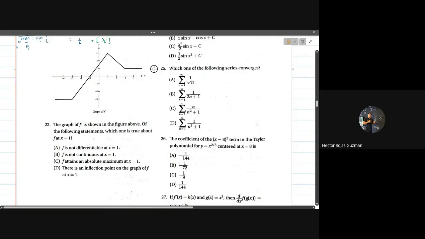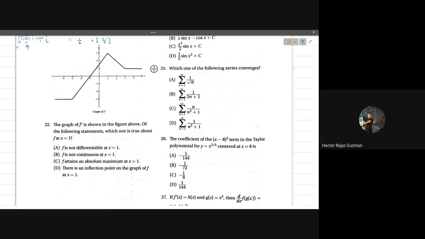22. The graph of f prime is shown in the figure above. Of the following statements, which one is true about x equals 1? Once again, we have the graph of a derivative. Just want to emphasize that. F is not differentiable at x equals 1. This one is false because the graph shows me that f prime of 1 is equal to 3. There's a point right there. I think the mistake that we would make is thinking about differentiating f prime. In other words, f double prime is not differentiable at x equals 1 because there's a corner.